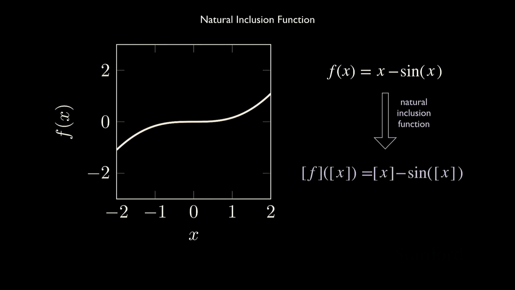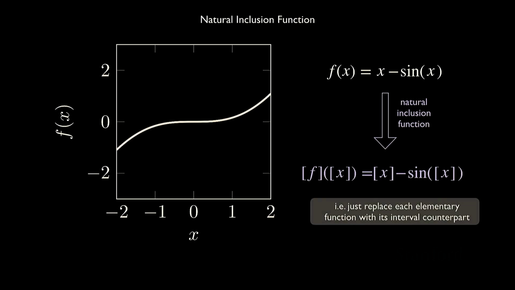All you do is plug in the interval for x in all of these. We know how to do sine of an interval, that was in our interval counterparts. We know how to do subtraction between two intervals after we evaluate that, and so we know how to evaluate this function, and it's called the natural inclusion function. The gist is that you just replace every elementary function in this function with its interval counterpart.